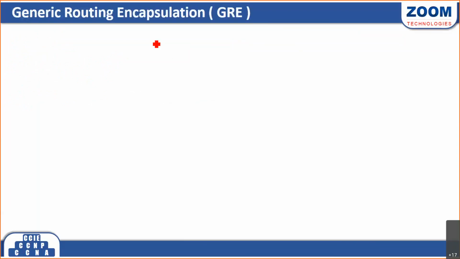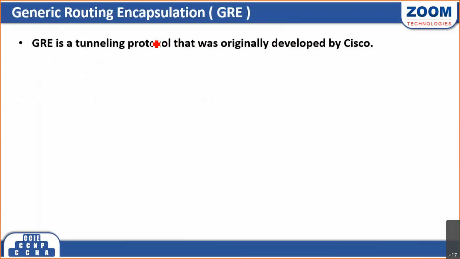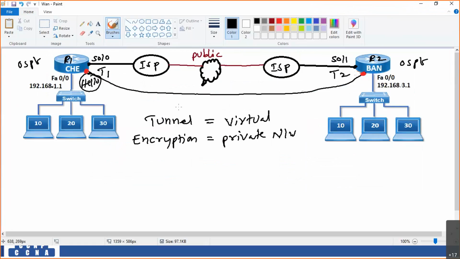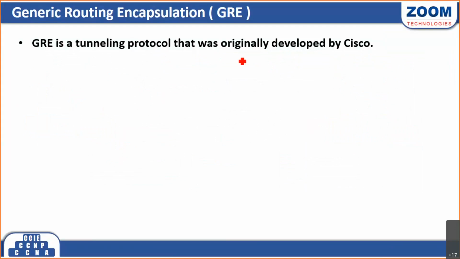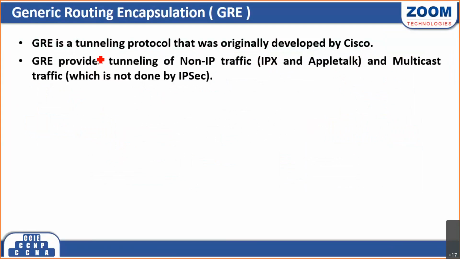Generic Routing Encapsulation. See, GRE is a tunneling protocol. GRE supports only what? Tunneling protocol only. GRE does not support encryption. It's a tunneling protocol that was originally developed by Cisco. But what is the major advantage of GRE? It provides tunneling of non-IP traffic also, meaning IPX traffic, AppleTalk, and multicast traffic, which is not done by IPsec.